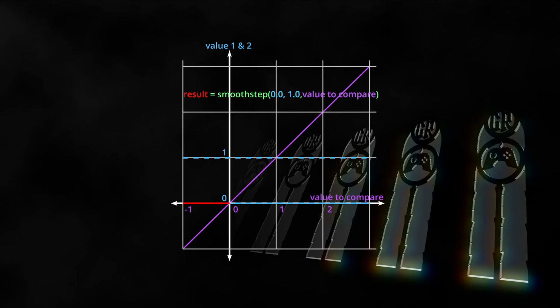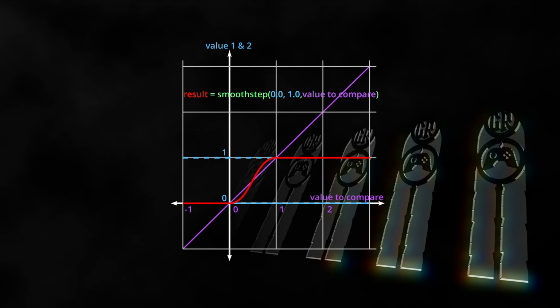If the value to compare is higher than or equal to value 2, smoothstep returns 1. And if the value to compare is in between, smoothstep returns an interpolated value between 0 and 1. The interpolation is not linear though, it's more like a cubic ease in, ease out tween to get a really smooth transition from 0 to 1.